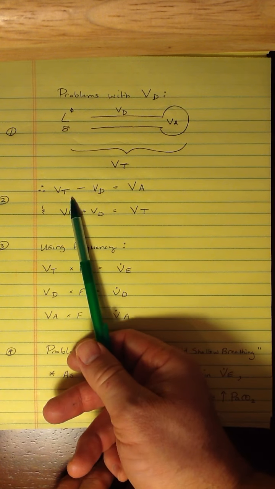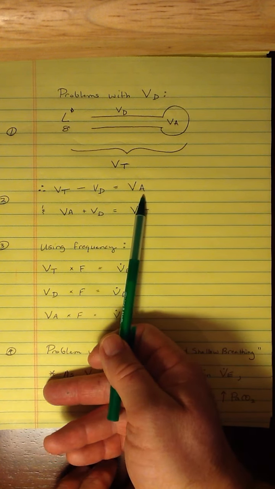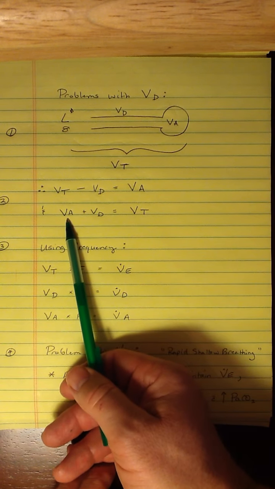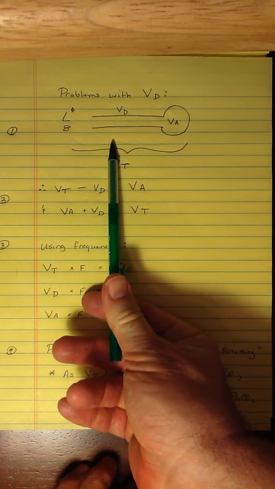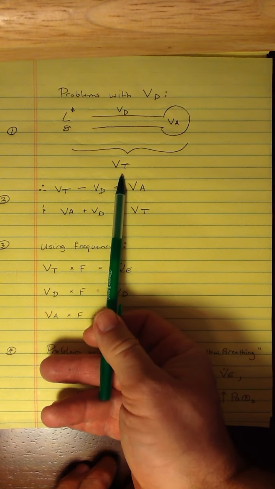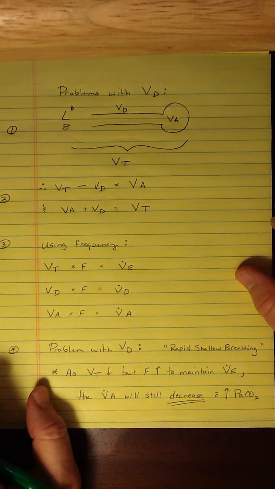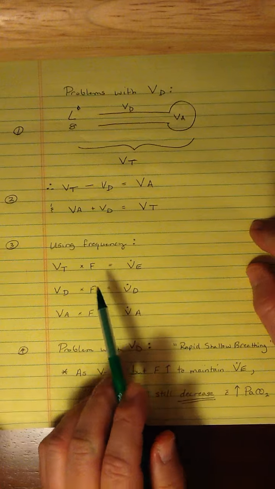This is what we looked at before. Total volume minus dead space is alveolar volume. I can take these same variables, add them together, and say that our alveolar volume plus dead space volume is total volume. So you've looked at these before. It's probably just been a while. It's just as a refresher.